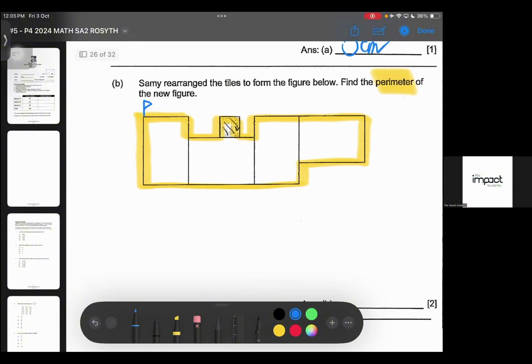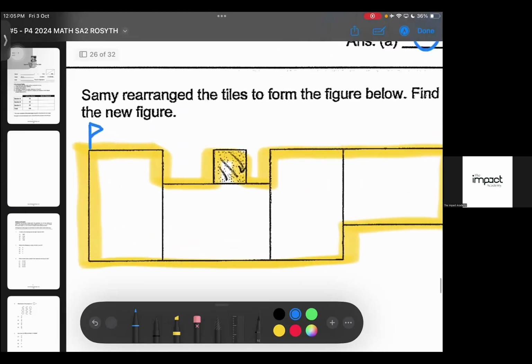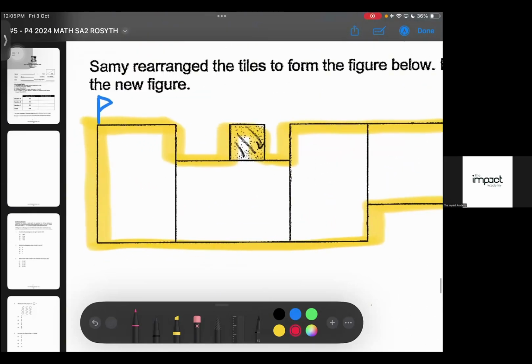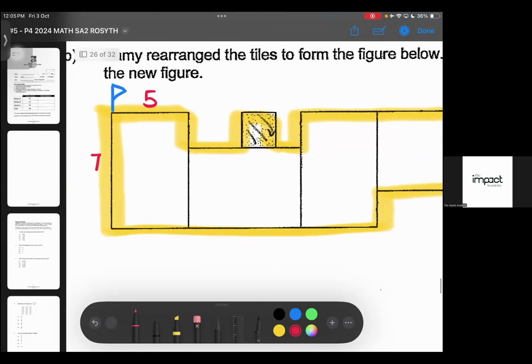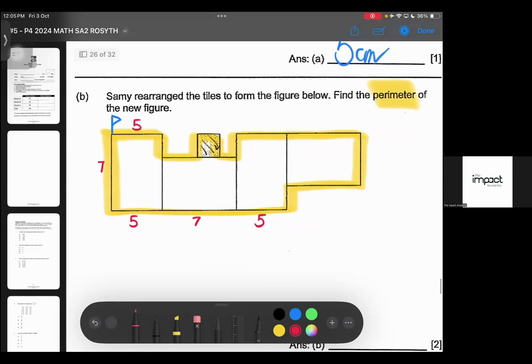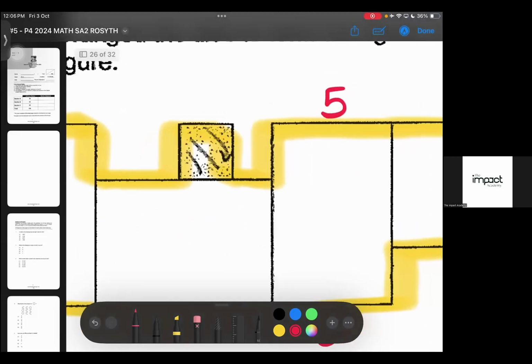Okay, what we are going to do really, as you can see over here, is to write down all of the measurements. We know that these are 5. This is 7. This is 5. This is 7. This is 5. What else? This is 5. This is 7. This is 7 again. This is 5. Agree? All right. These are all what? 2, 2, 2. Does it make sense to you?